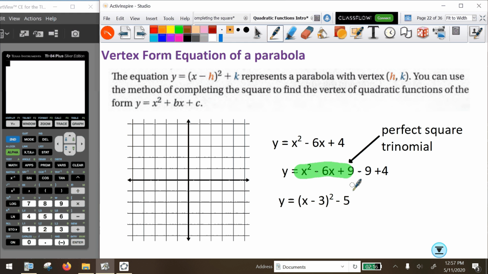So this is actually the equation in vertex form. It has the vertex right here. And I'm just going to go ahead and plot that point 3, -5. I'm going to plot that on my coordinate grid. 3, -5. And since there is no negative in the front of this equation, this is going to be a right side up parabola.